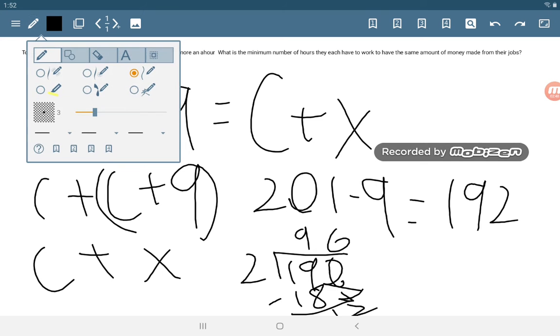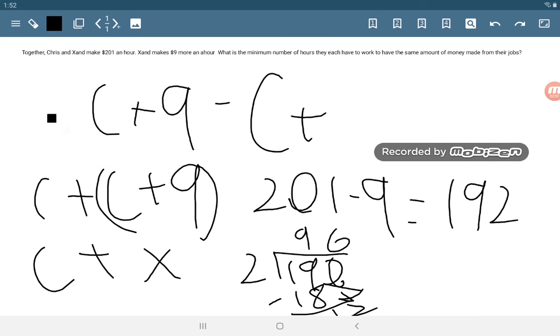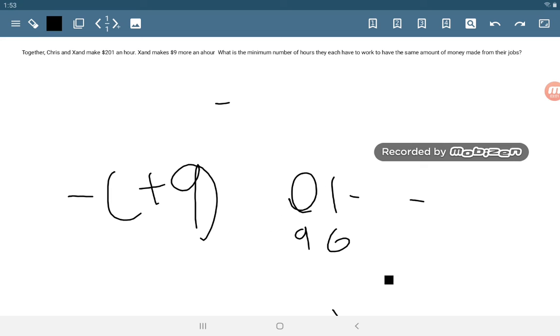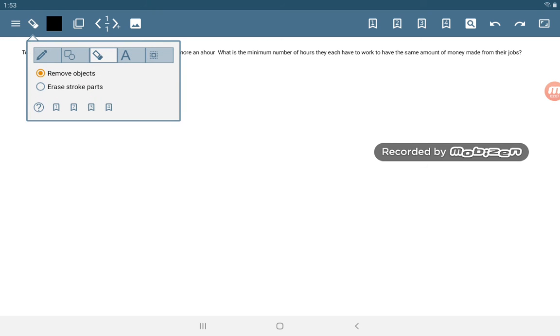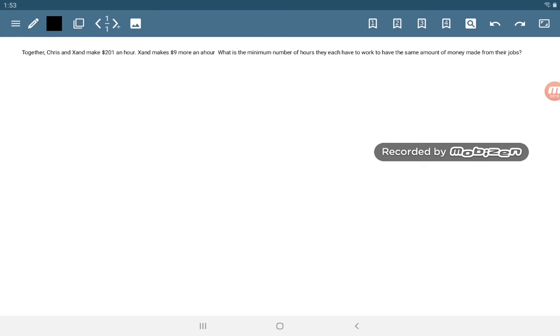So, it's asking what is the minimum number of hours they each have to work to have the same amount of money made from their jobs. So it's basically asking for the least common multiple of 96 and 105. Well, we know how to find that. So all we have to do is list the prime factorization of 96 and 105.